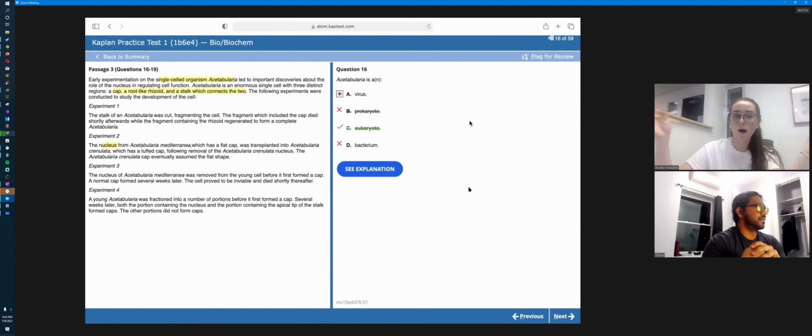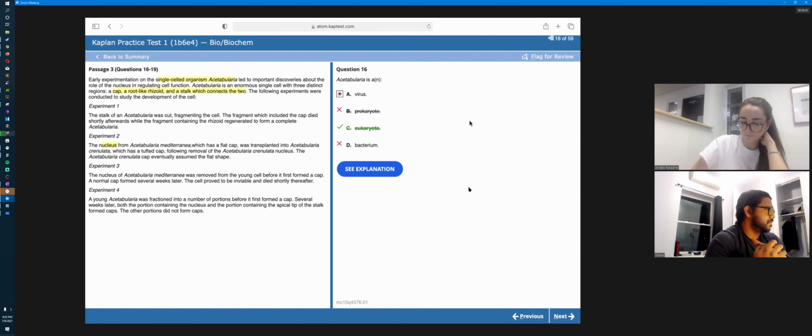What and why do we care about this though? Because we know that there's 3 regions. Now we're getting insight into the function of those regions. So the cap doesn't seem to have any job in causing the cell to regenerate. Okay, so the rhizoid's important is what we need to know.